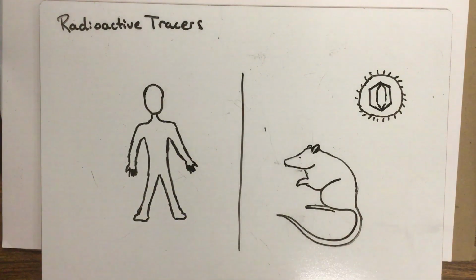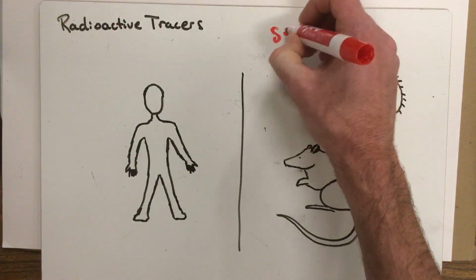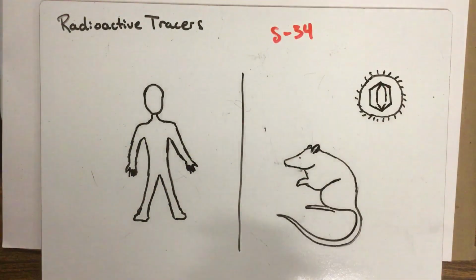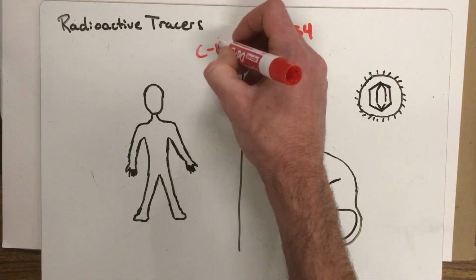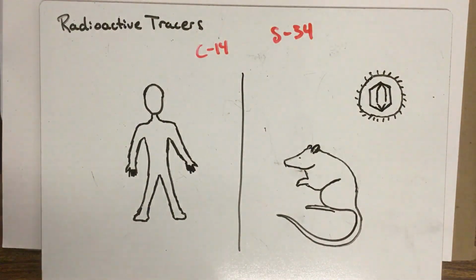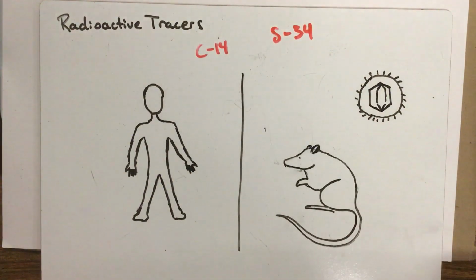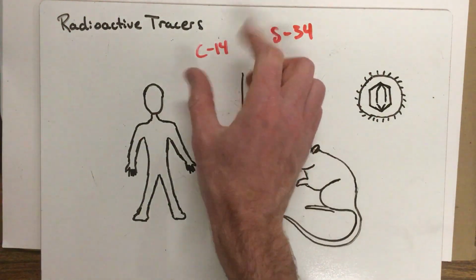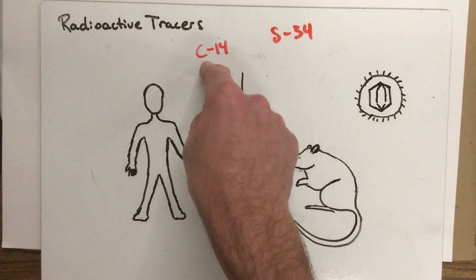Radiation can just be simply like a molecule. Let's go with sulfur 34. We could draw that one out if we wanted to. Or carbon 14. These are isotopes of the very common elements that are out there, and they will slowly break down and turn into their more stable counterparts, like in this case, carbon 12.